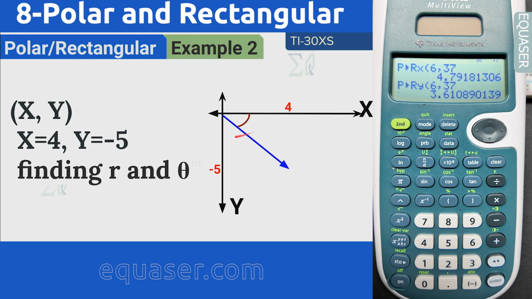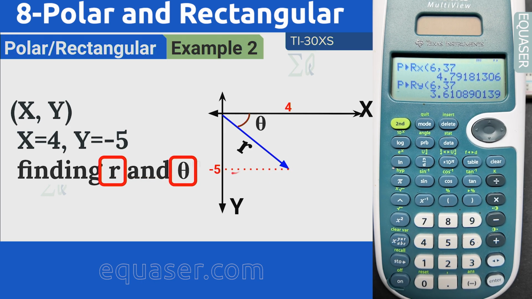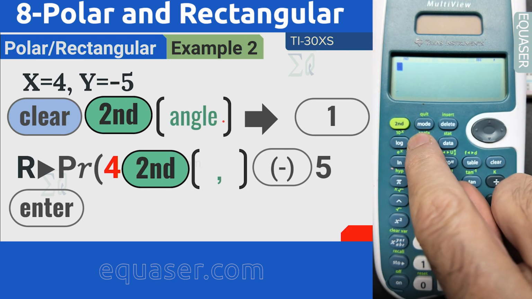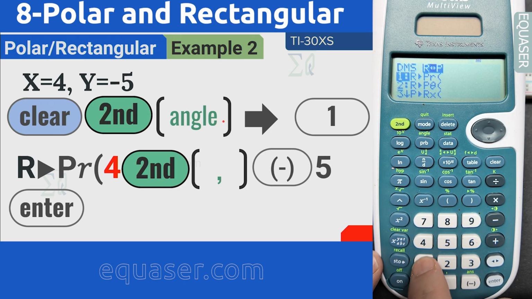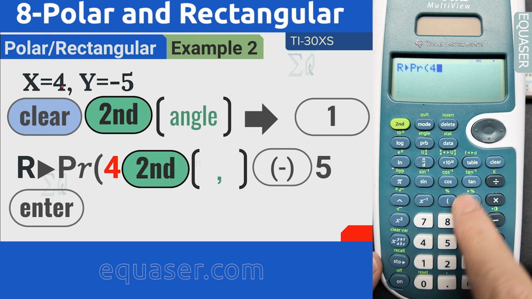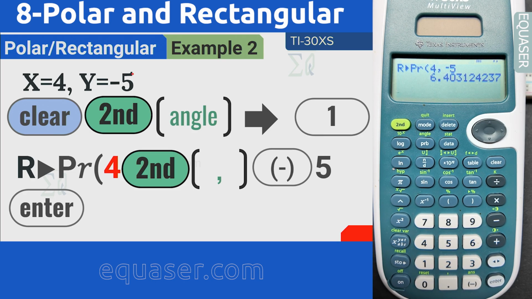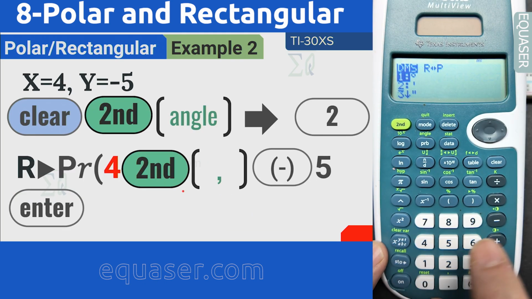Now we have another example here. X is 4 and y is minus 5, and we want to find the magnitude r and theta. You see the point is below the x-axis, and 4 is here. So let's find r and theta. Let's press clear, second function angle, go to the right and select 1, rectangular to polar, get r, and because x is 4, shift, comma, minus 5, and then press enter. So we got the r value.